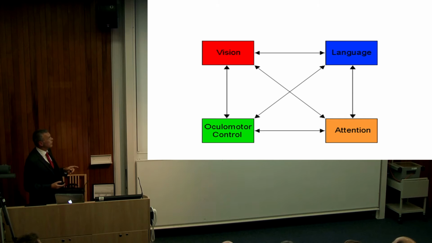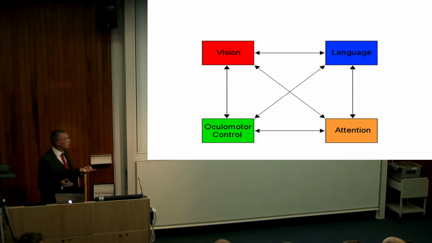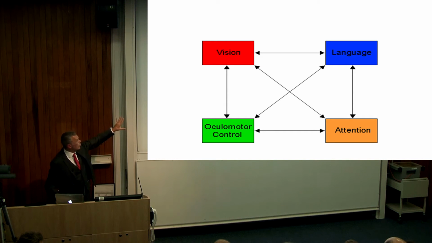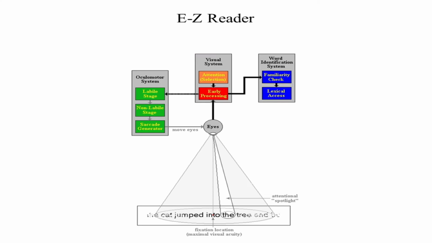So I'm trying to explain how these various processes interact with each other in real time to determine when and where the eyes move. Okay, so if you look at the colors of those various components, I set up this schematic diagram so they correspond very nicely. And this schematic diagram shows the EZ Reader model.